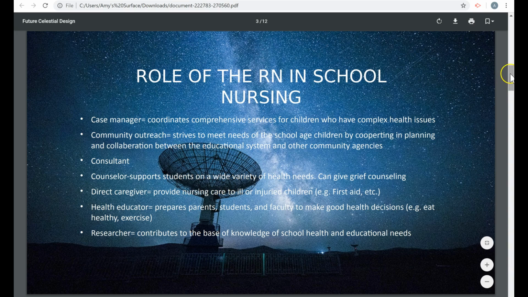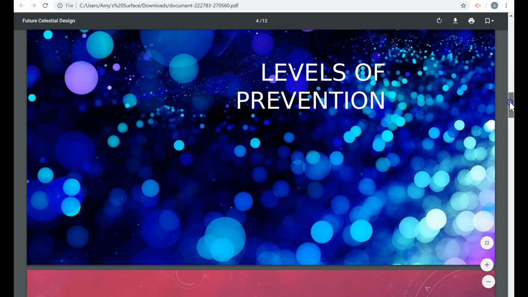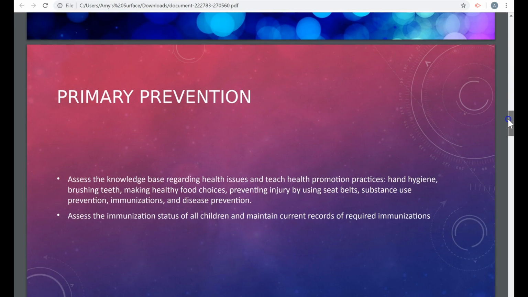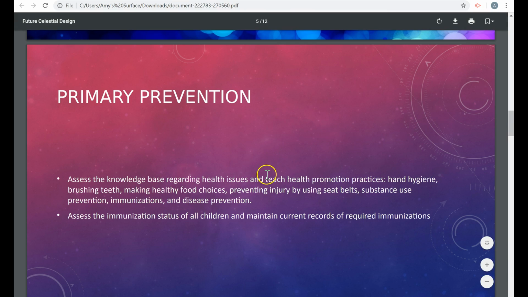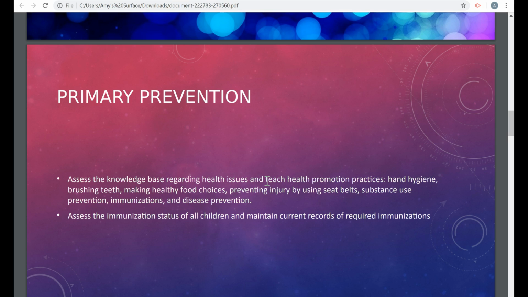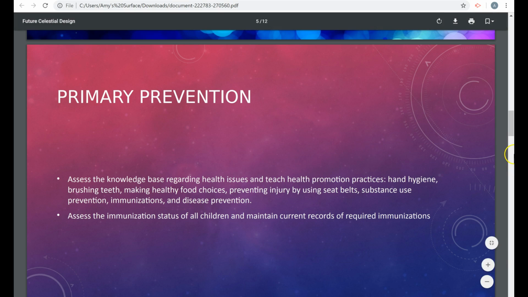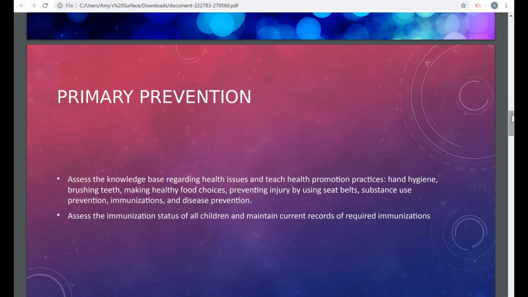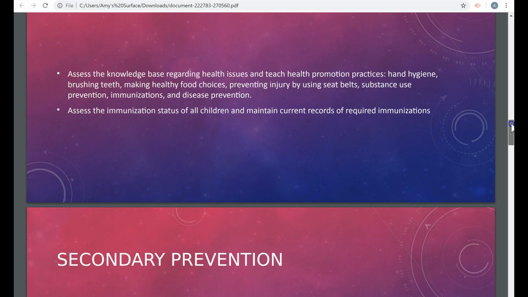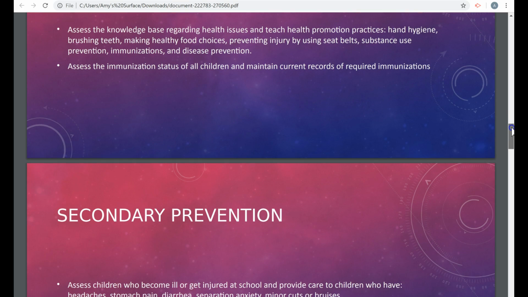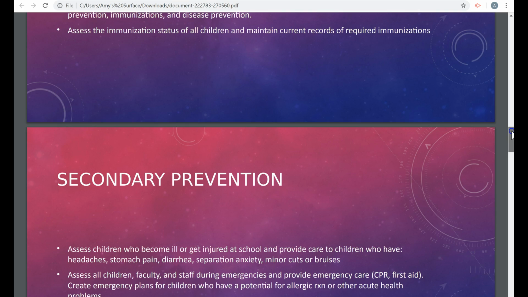Where's my little drag bar here? Very pretty. Okay, primary prevention. I can't see on the way this downloaded whether or not this is at least a 20 font, but make sure your font is at least 20 point in size. Okay. Yep. Good.